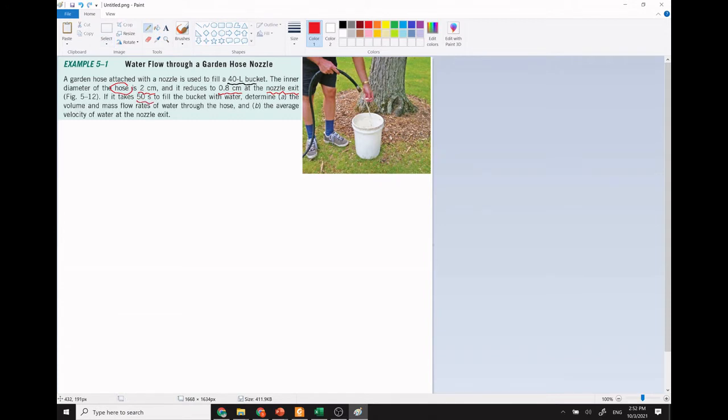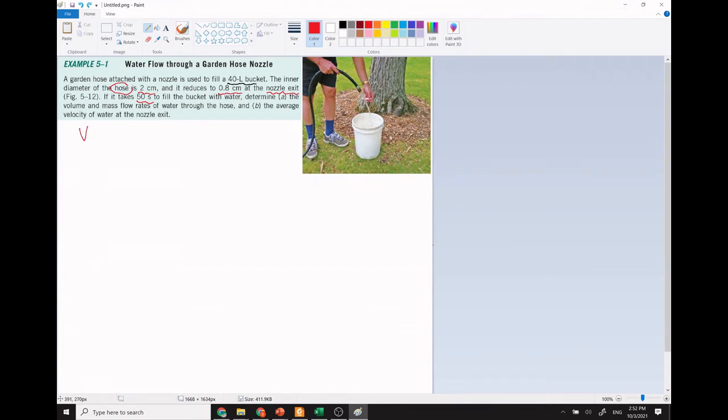Okay, to fill up the bucket with water. Now A, determine the volume and mass flow rate of water through the hose. And B, the average velocity of water at the nozzle exit. So you must know that you have a bucket. The volume of the bucket is 40 liter.